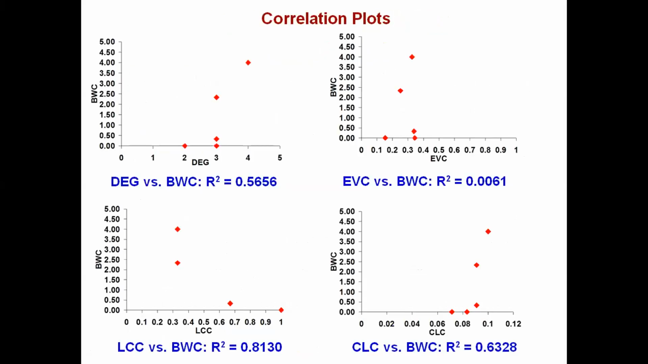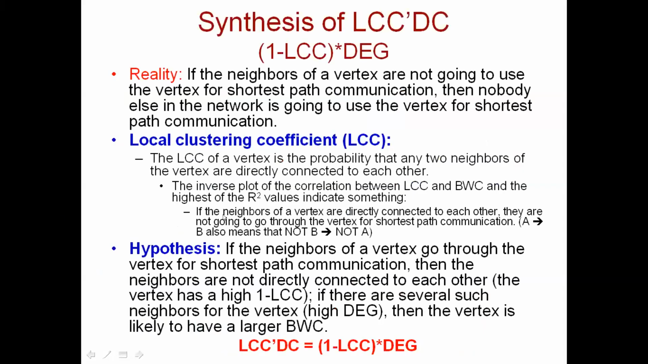And you can see in this LCC versus betweenness plot, actually, the correlation is going to be inverse. That means betweenness is not proportional to local clustering coefficient. It's more equivalent to 1 minus this. That means if the neighbors of a vertex are directly connected to each other, they're not going to go through that vertex for shortest path communication. So we'll make use of this.